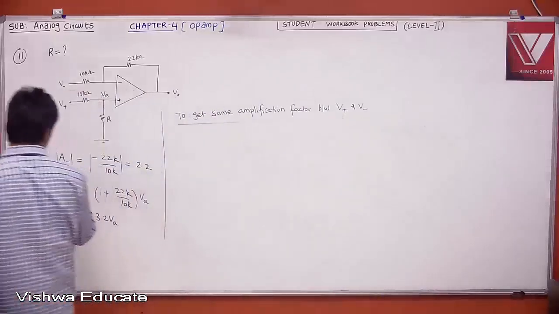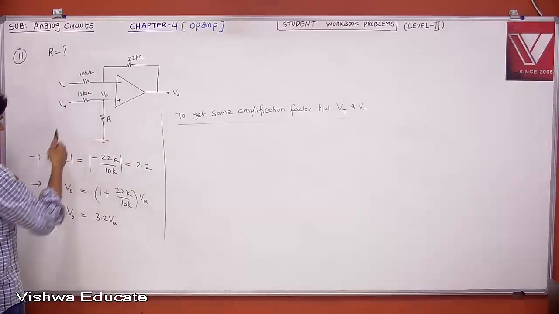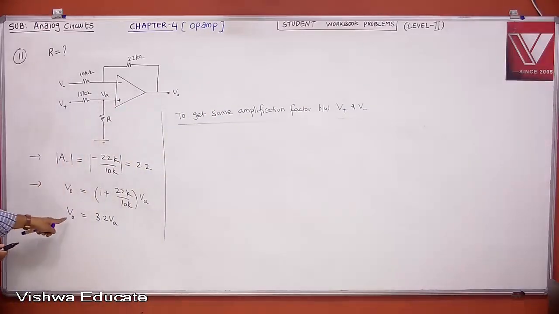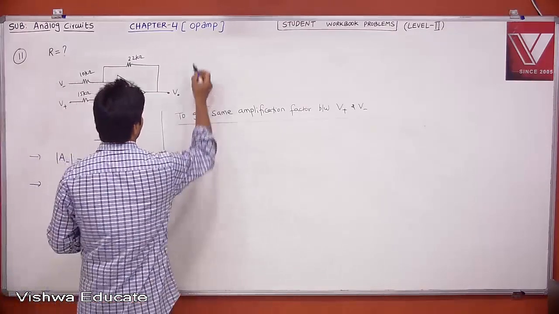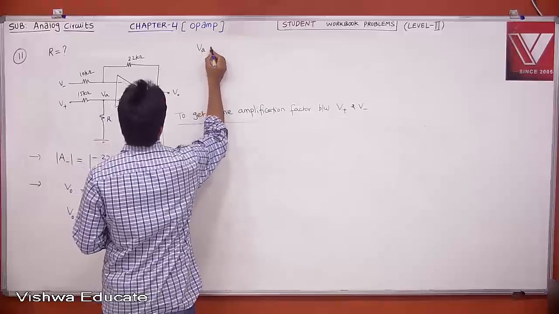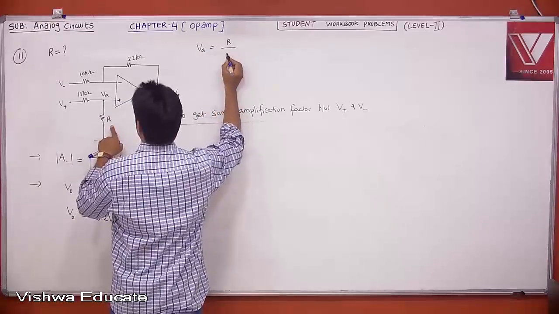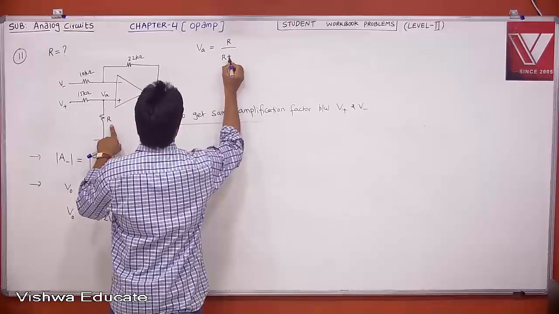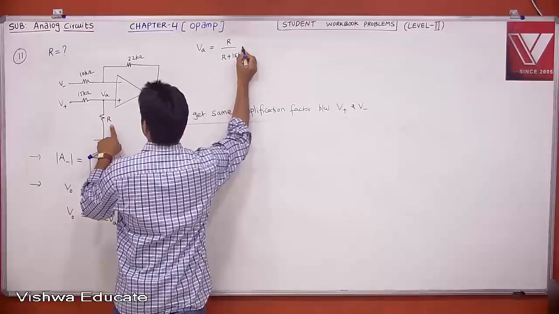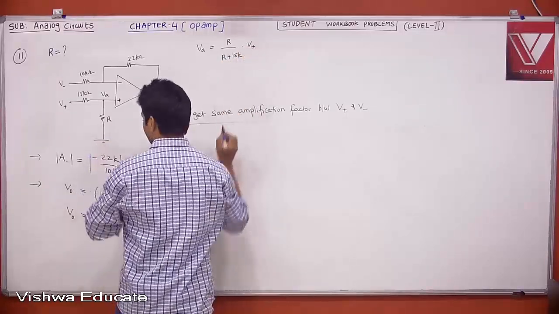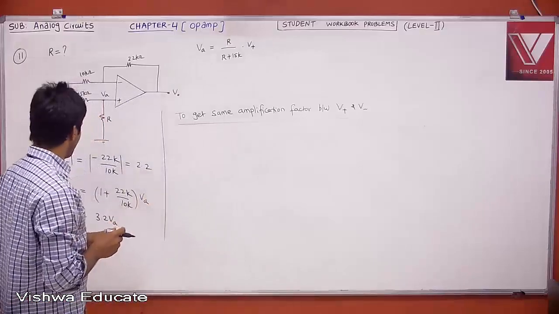See, this is not A plus, right? A plus is nothing but V naught by V plus. Therefore, V naught is equal to 3.2 into VA. That is what we have. Therefore, what is the VA? VA is nothing but R divided by R plus 15K into V plus. That you substitute there, then you will get it.